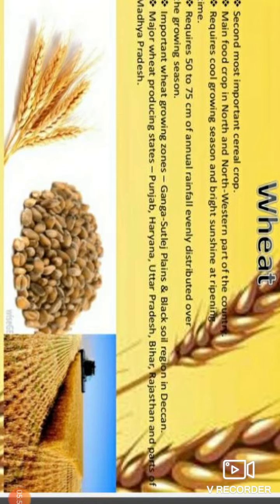One more thing, the important wheat growing zones, meaning areas, are the Ganga-Satluj plain, and the black soil is also important. And then the major wheat producing states are Punjab and Haryana after the Green Revolution, Uttar Pradesh, Bihar, Rajasthan, and part of Madhya Pradesh also. So these are the areas where wheat is majorly produced.